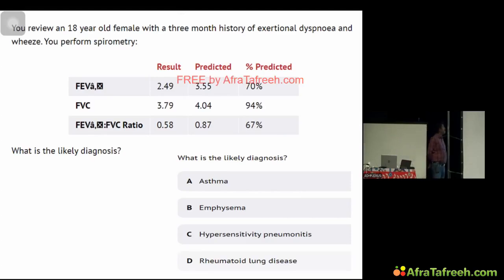So what should be the answer? Here it is asthma, because FEV1/FVC ratio is less than 80%. So hypersensitivity pneumonitis is ruled out. Rheumatoid lung disease is ruled out. We have only two options here. And this is a very short history, 3 months. So here the better option is going to be asthma.